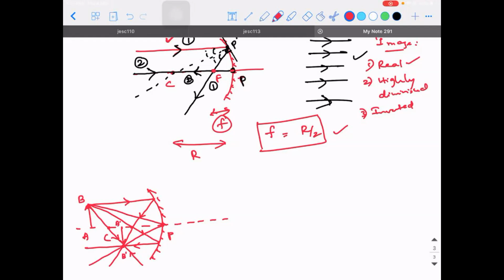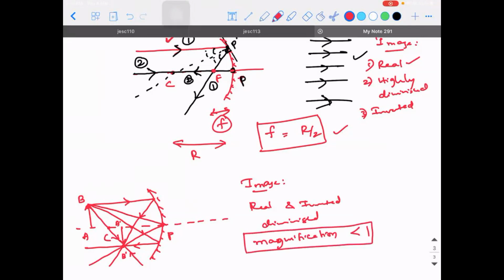Now, what is the nature of this image? Inverted, real and diminished. So real and inverted, obviously. Next, it is diminished. When I say diminished, there is another way to say it. You know what magnification is, right? Magnification is less than 1. This is a numerical way to say it is diminished.